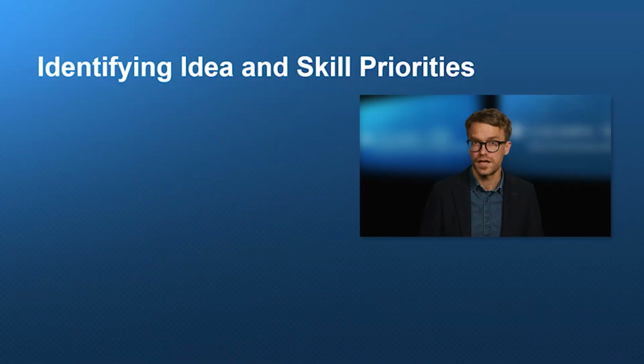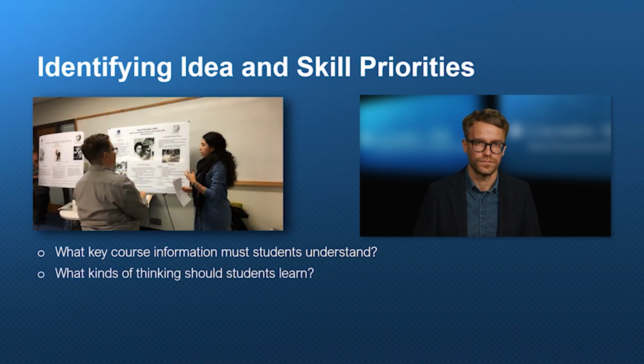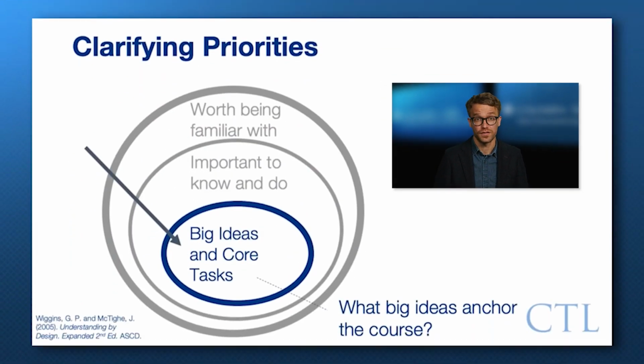Consider the ideas, concepts, and skill priorities for your course. What key information and ideas are important for students to understand in your course? What kinds of thinking are important for students to learn? What important skills do students need to gain? There is a universe of possible content. However, it cannot all be addressed in a course or a unit of study. Our focus will be on what is important to know and do. What transferable knowledge and skills do our students need? Ultimately, we want to identify the big ideas and core tasks that anchor the course. Drilling down to this core helps identify our priorities for teaching and learning.